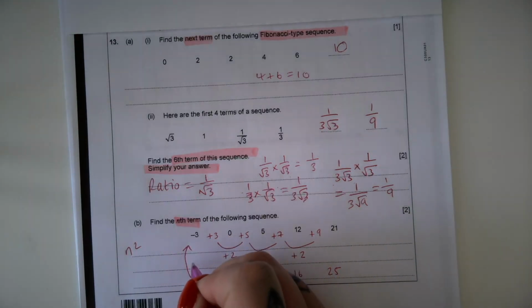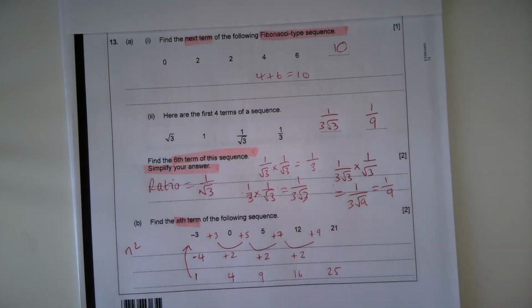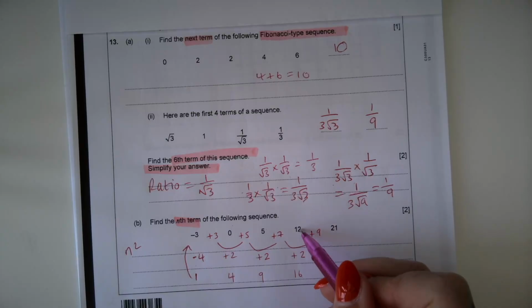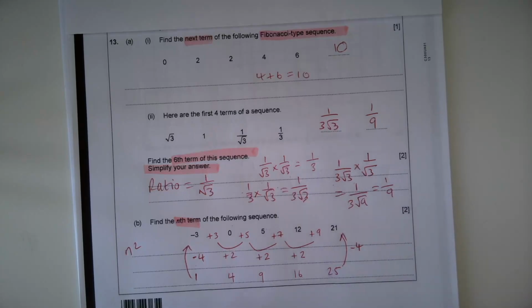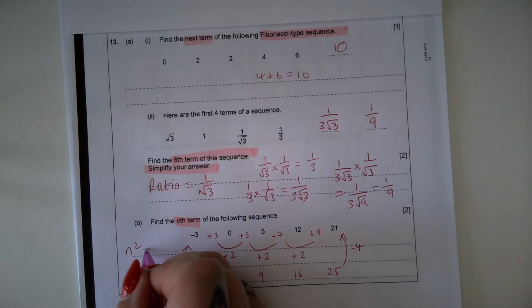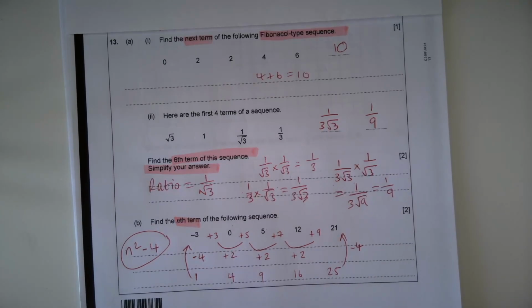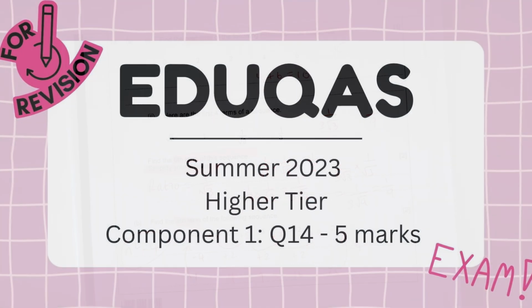Well, to get from 1 to -3, we've subtracted 4. To get from 4 to 0, we've subtracted 4. From 9 to 5, we've subtracted 4. 16 to 12, we've subtracted 4, and 25 to 21, we've subtracted 4. So we've subtracted 4 every time, so I can simply write that the nth term of this sequence is n squared subtract 4. If it was a different number each time, there'd be additional steps. But for this one, the answer is n squared subtract 4.